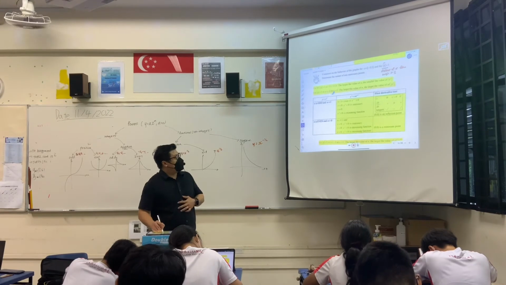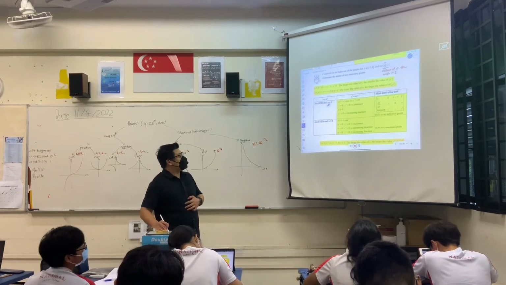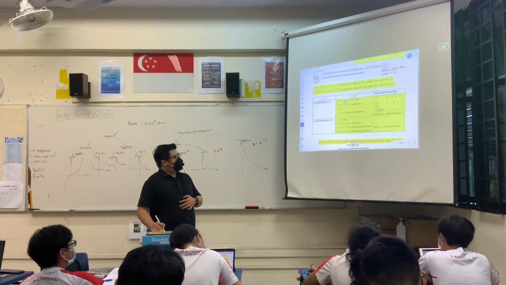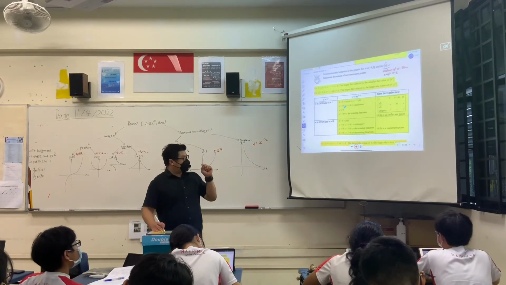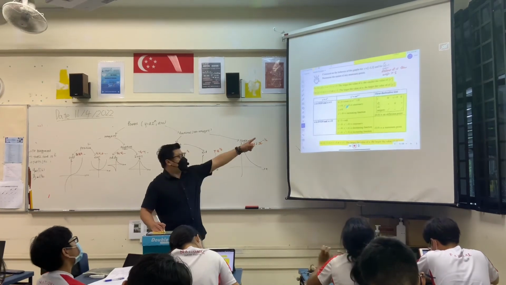Okay, I hope you copy all this. If n is odd and n is not equal to 1, then we can see that at x equals 0, your dy/dx is equal to 0. So what does this mean?